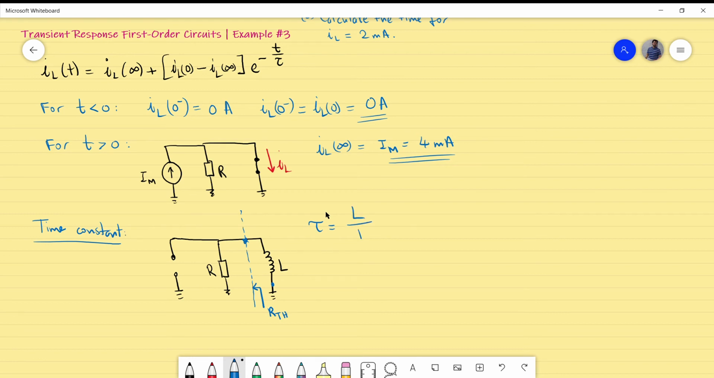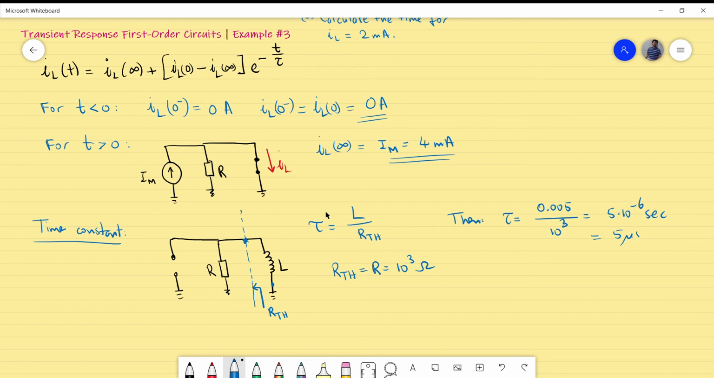The calculation for the time constant of an inductor circuit with a resistor is: the formula is inductance divided by the resistance, not the multiplication. So be careful. And R Thevenin here is very simple, R, and that is 1000 ohms. So then we have tau is equal to 5 millihenries, so 0.005 divided by 10 to the power 3, and that will give us 5 microseconds.